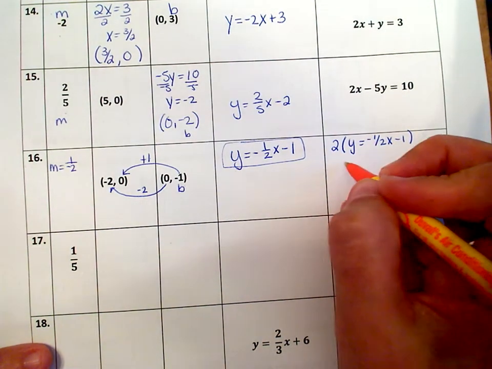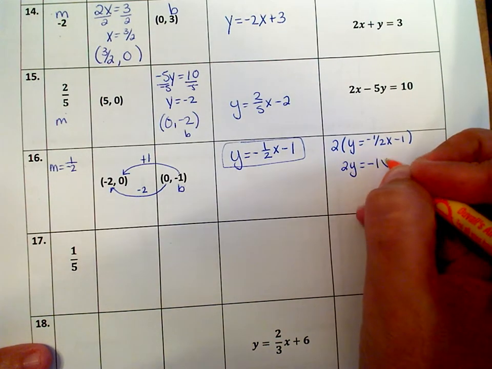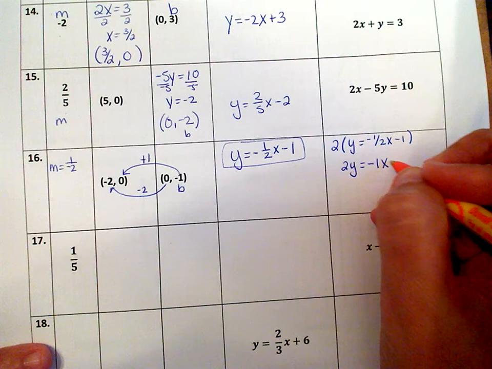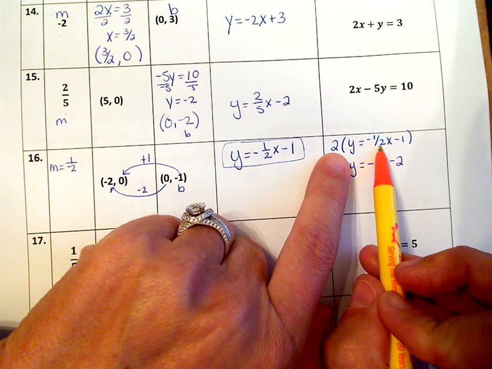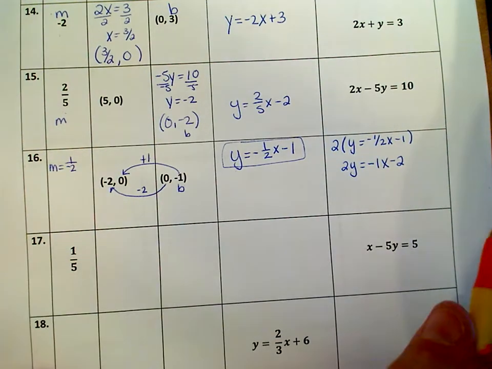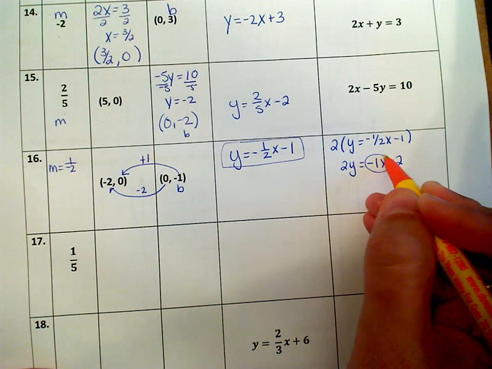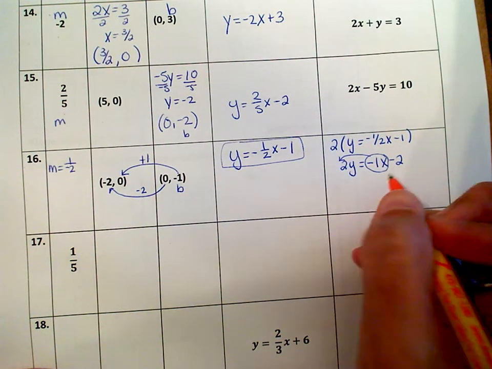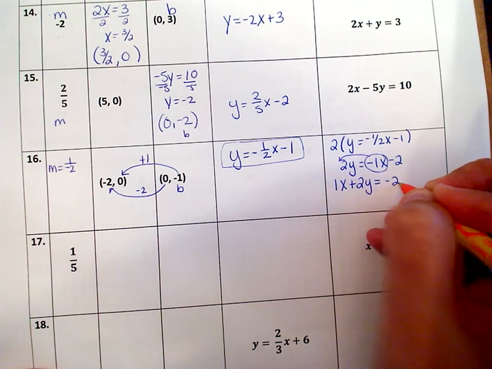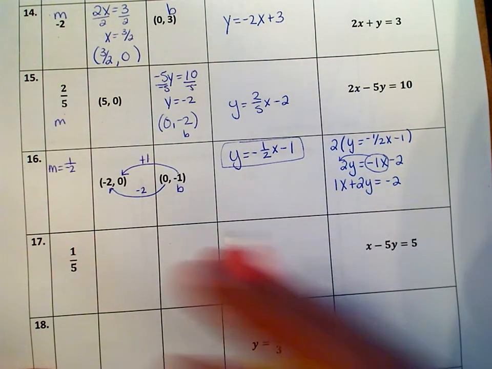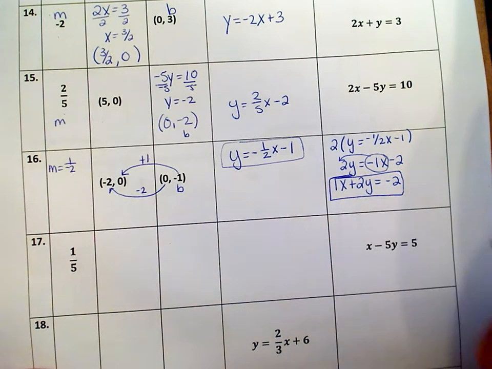So 2 times y is 2y. 2 times negative 1/2 is just negative 1x. And 2 times negative 1 is negative 2. Now again, if you don't know what that is, just plug it in the calculator. All right, so now we've gotten rid of the fraction. Now we got to get x on the same side. So we're going to move this over. When we move it to the other side, we have to change its sign. So that's going to become a positive 1x plus 2y equals negative 2. Because this is positive, we're done. This is our answer. If that had been negative, then we would have to go through and change all of our signs.